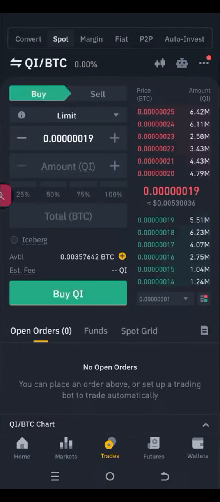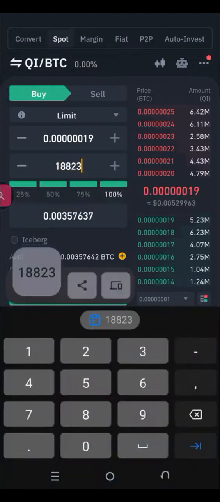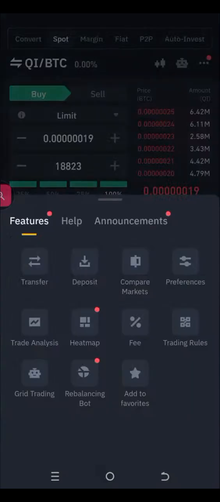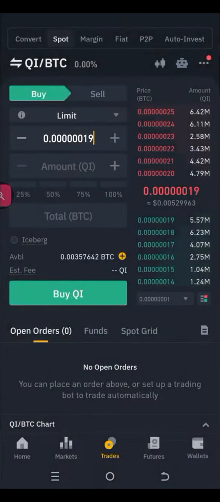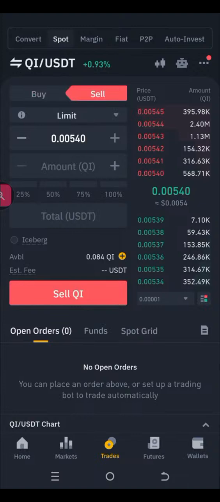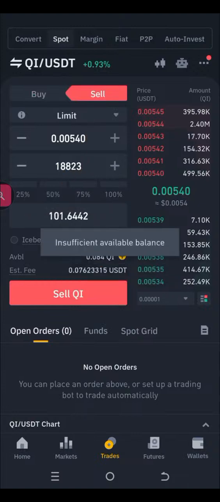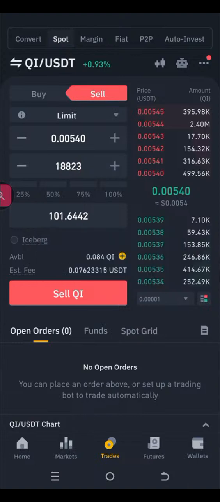Okay, so we'll do a quick simulation and see what we can get here. Let's buy and see how much we can get. This is what we have, 357,637. So what we're going to get is this amount. Let's copy that, go to compare markets and click on the USDT. If I try to sell, what would I get? Let's see what profit I make. Okay, same amount, 1.6%. That's $1.64. So let's just go with this, right?